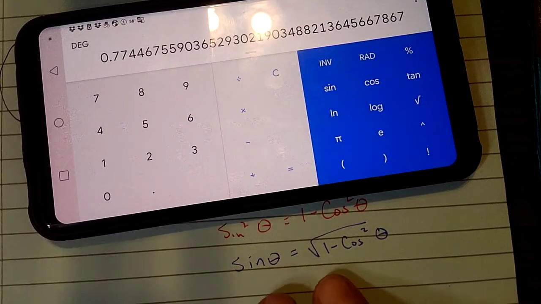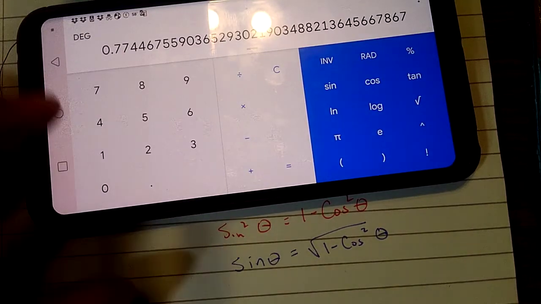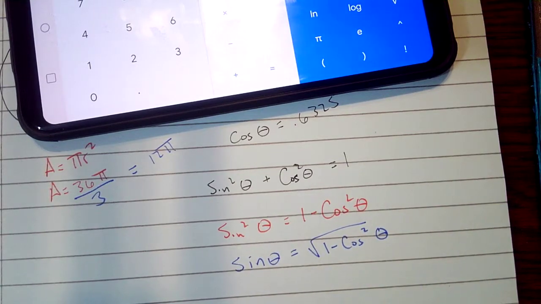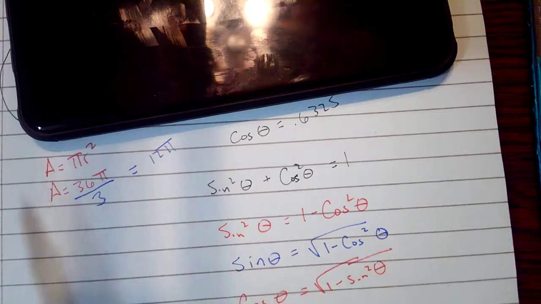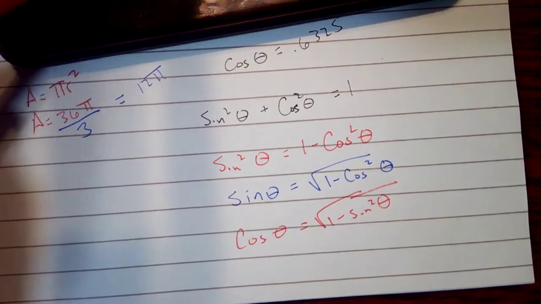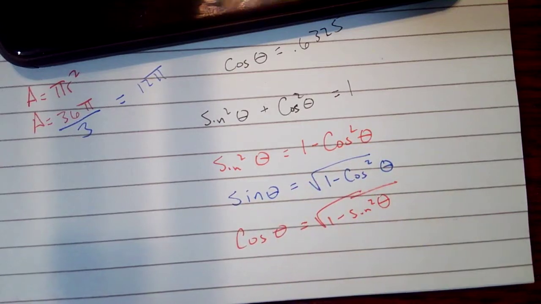Again, the nice thing about this is at no point did I type sine or cosine. If I gave you the sine of something, I'm still going to follow those exact same steps. Because if I were to solve this equation for cosine, it would look like this: cosine of theta equals the square root of 1 minus sine squared of theta. Again, almost exactly the same. I never typed sine or cosine into my calculator, so you're solving it exactly the same way, regardless of it being sine or cosine.